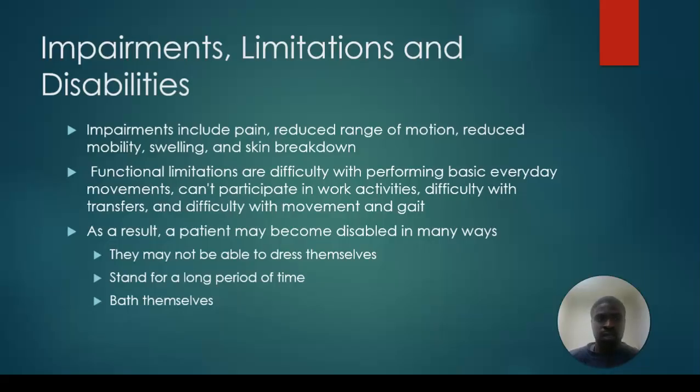Impairments, limitations, and disabilities associated with cellulitis. So your impairments are going to be pain, reduced range of motion, reduced mobility, swelling, and skin breakdown. Some of your functional limitations are you just not going to be able to go back to work for people who work. For people who play sports, you're not going to be able to do your normal sports activities. You can also see difficulty with transfers, movement, and just gait period. As a result, a patient may be disabled in many ways.